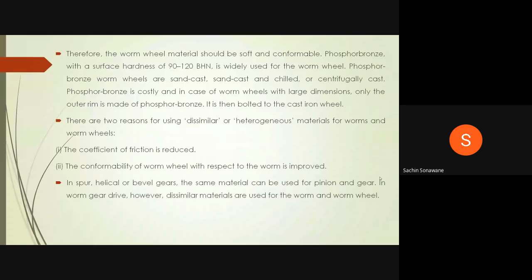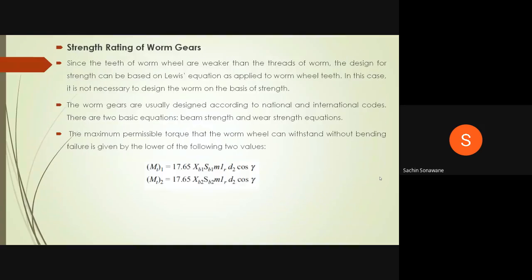In spur, helical or bevel gears, the same material can be used for pinion and gear. In worm gear drive, however, dissimilar materials are used for the worm and the worm wheel.